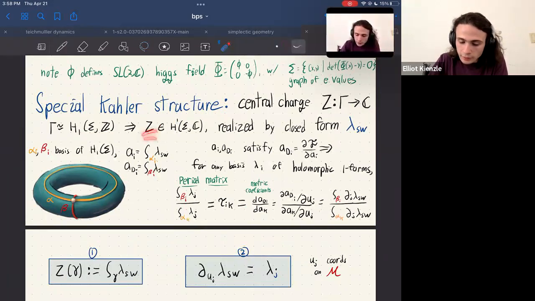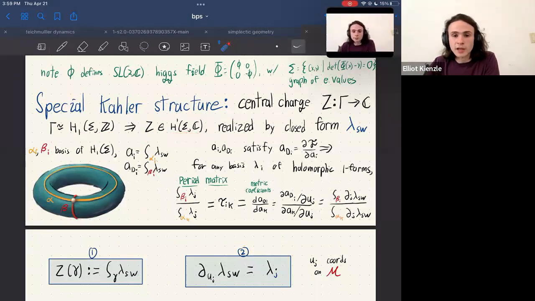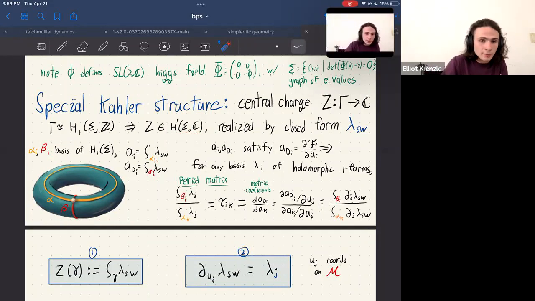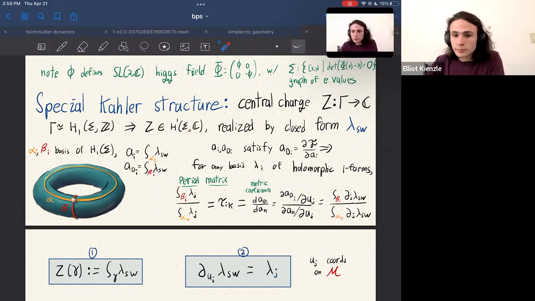the central charge as just some functional that takes in a homology class and spits out a number. So it's going to be just some element in the cohomology group. That's all you need. And you can realize this by some closed differential form. And that's going to be the lambda SW, hinting that we're going to call it the Seiberg-Witten form later.